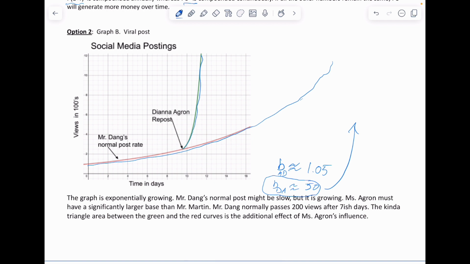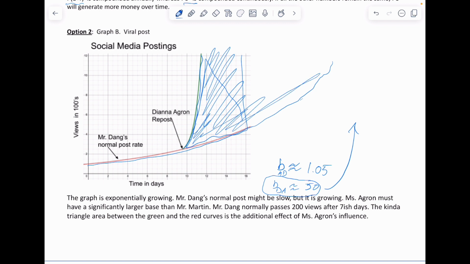If you were to be interested to note this quasi-triangle shape that takes place, this shape underneath the curve of Miss Agron's curve and Mr. Dang's original curve, is all the people that Mr. Dang does not know, but is friends with Miss Agron. This is the difference of her influence, her sphere of influence. Just a lot more people.